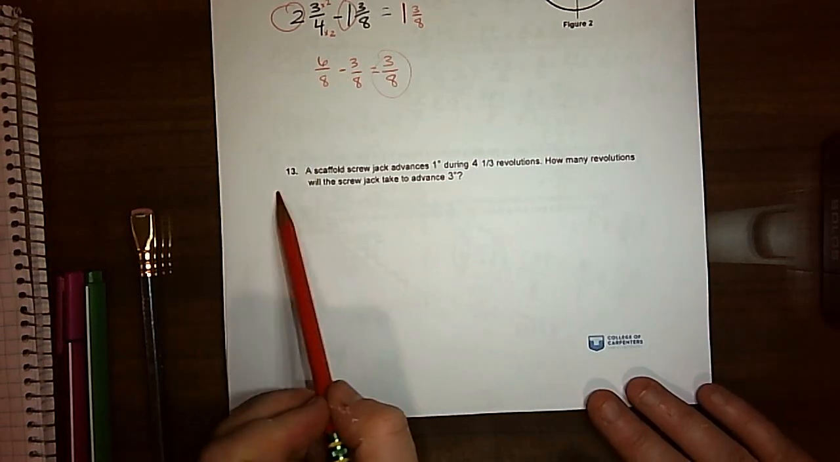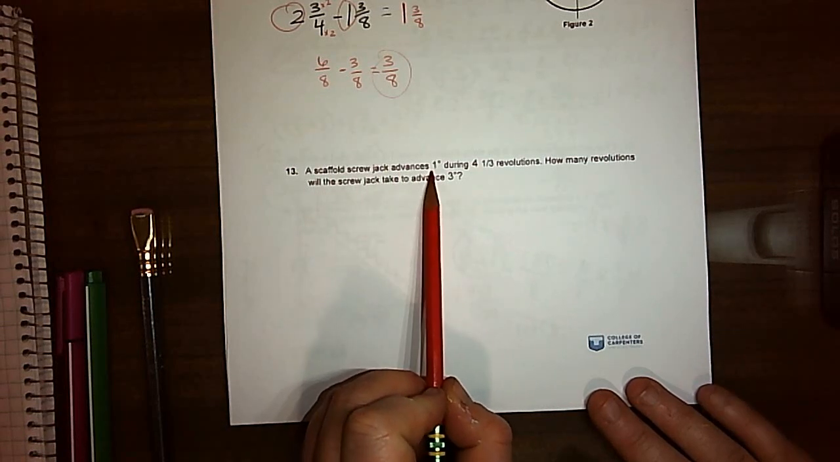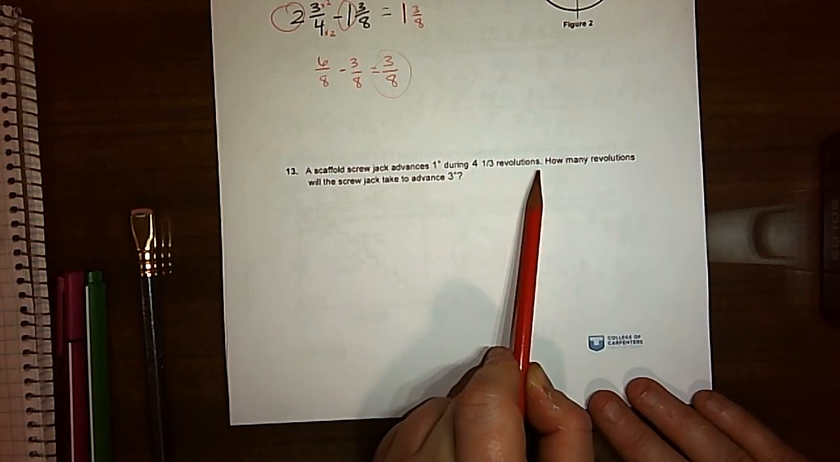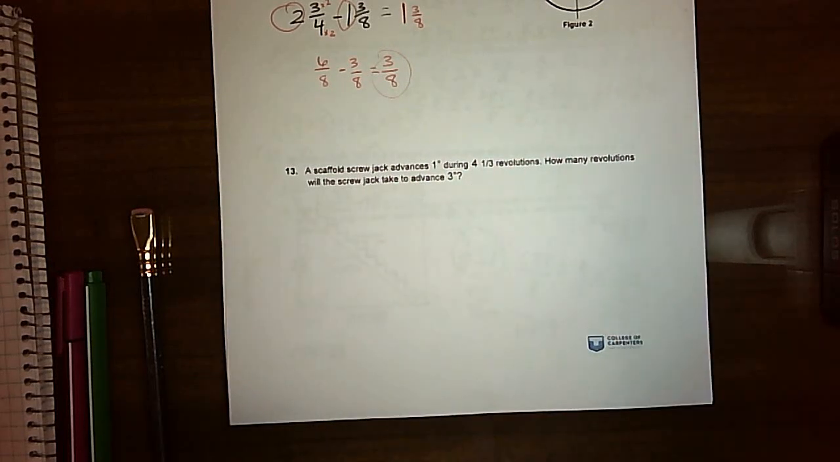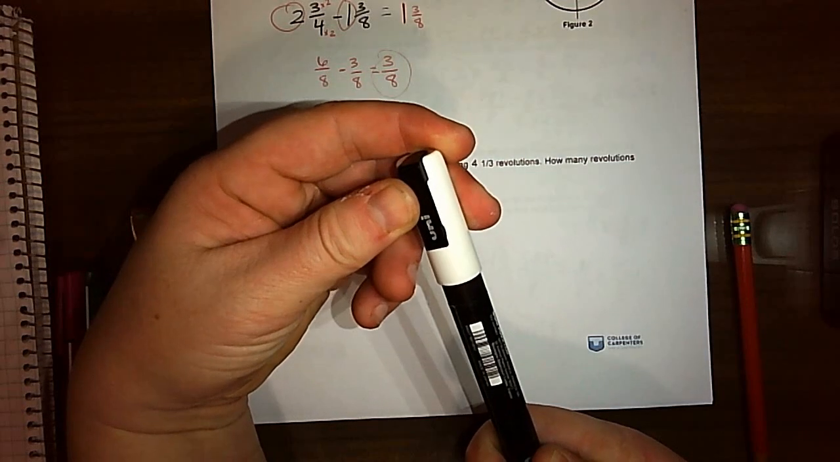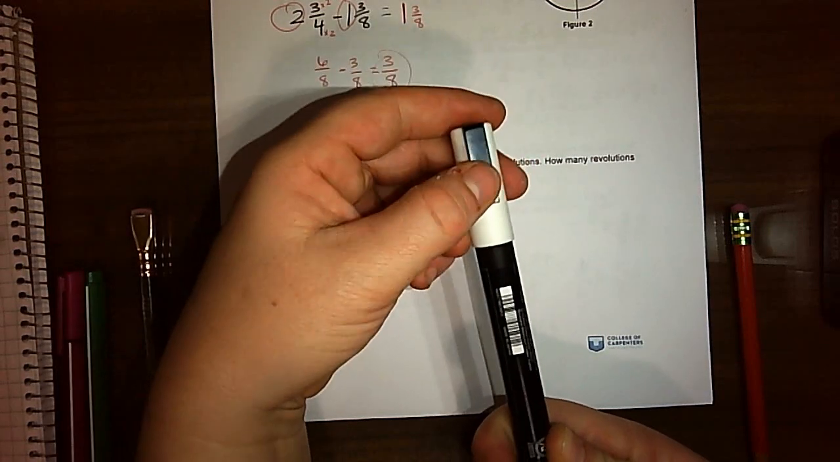Yes. So a scaffold screw jack advances 1 inch for every 4 1/3 revolution. So every time I turn the foot 4 1/3, it equals 1 inch. So does that make sense? I'm trying to find something that might turn here, like some kind of a gear. All right. So every time, I know it's not a screw, but every time that this would say turn, this is my point, right?